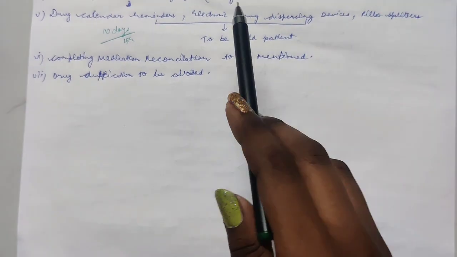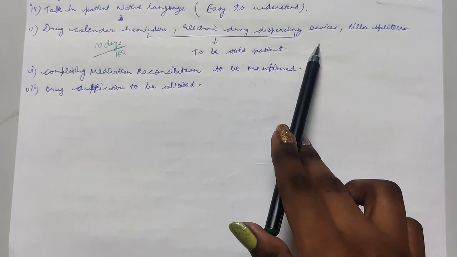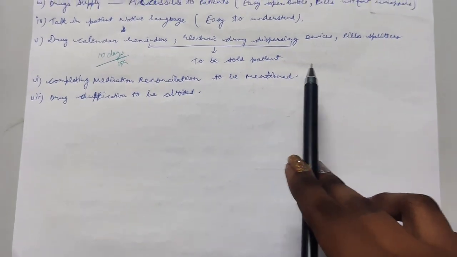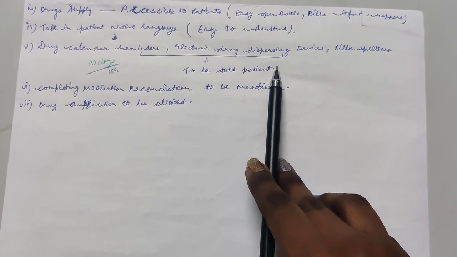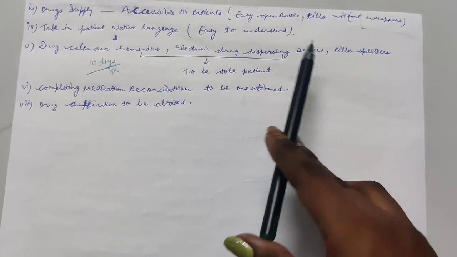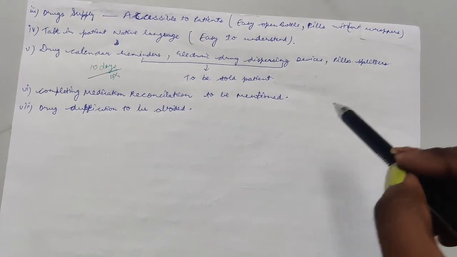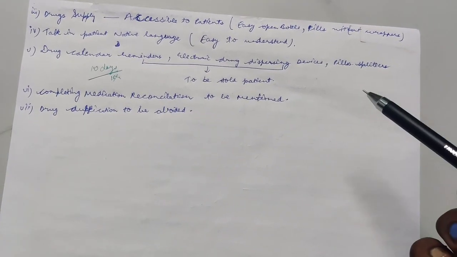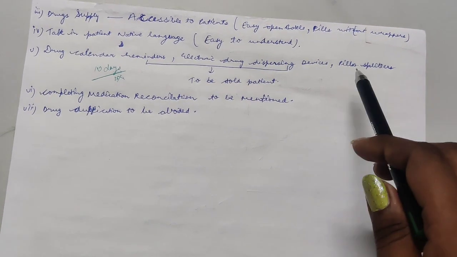Properly noted. Next is electronic drug dispensing devices. These are devices which help remind us that it's the right time to take the drug, like keeping alarms. For example, if I have to take the drug at 2 p.m., the alarm will ring and we will take the drug. It can also be done.